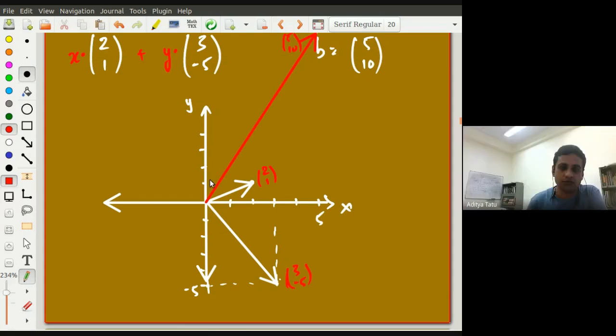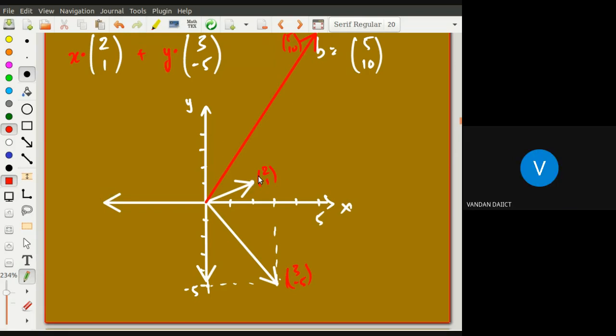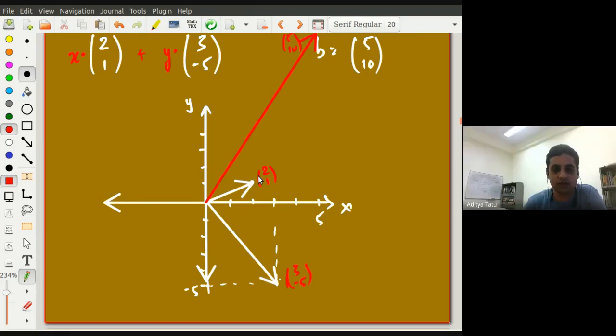Right. So when we scale this vector (2, 1), geometrically, where will the point lie? On that line containing that line passing through the origin and the point (2, 1), right? Why? Because that is the way we have defined the multiplication of a real number with a vector.